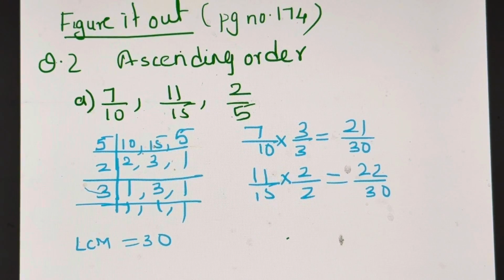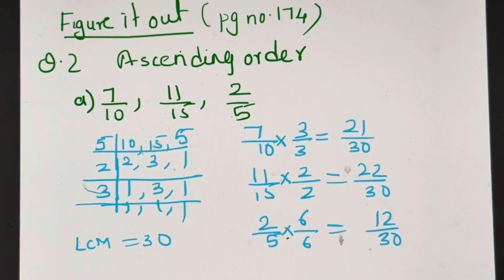Third one is 2 upon 5. Now what is left here? 5 is here. What is left is 2 3s are 6. So multiply by 6. Or you can think 5 6s are 30. So that's why we are multiplying by 6. So 2 6s are 12 and 5 6s are 30. Right? Now all the denominators are same. So very easy for you to compare ascending order.